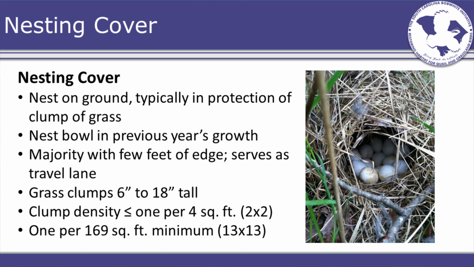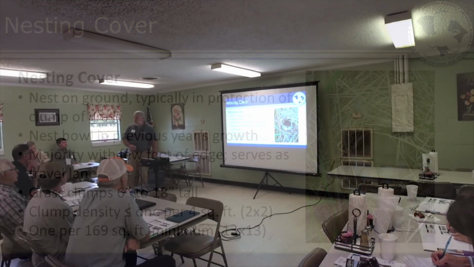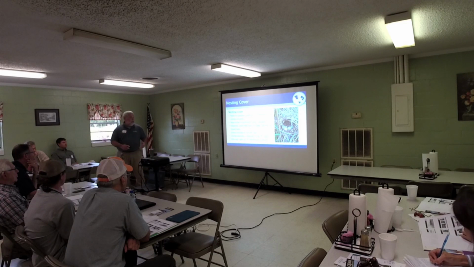We're talking grass clumps about 6 to 18 inches tall. Clump density, you want at least 1 per, or at a minimum 1 per 13 by 13 square, so 169 square feet minimum. That would be the sparsest that you would want it. The densest you would want it would be on about a 2 by 2 spacing, and so 1 per 4 square feet, somewhere in that range.